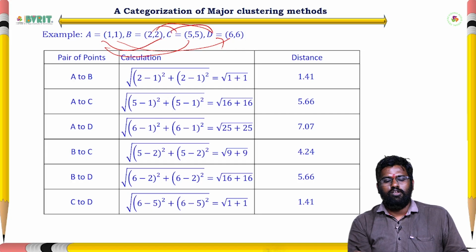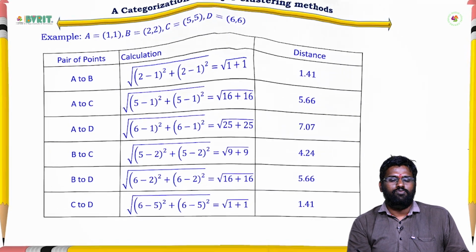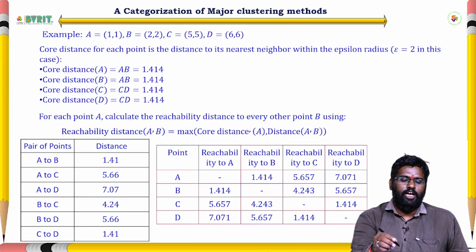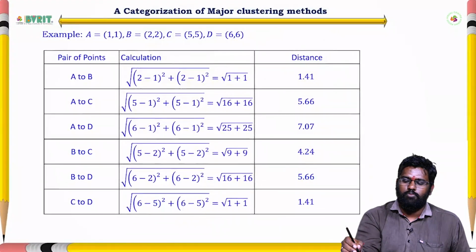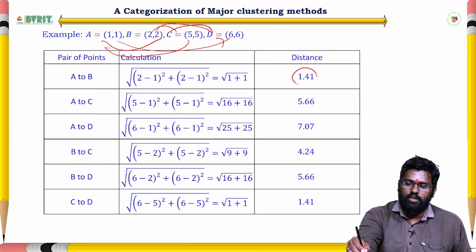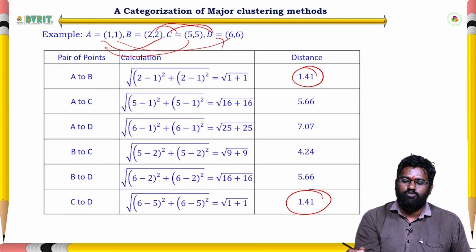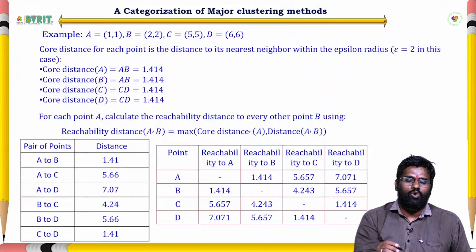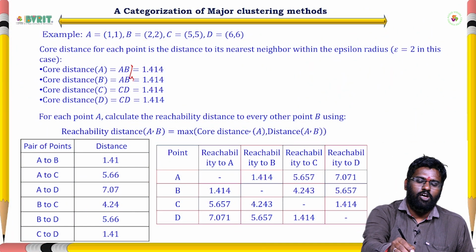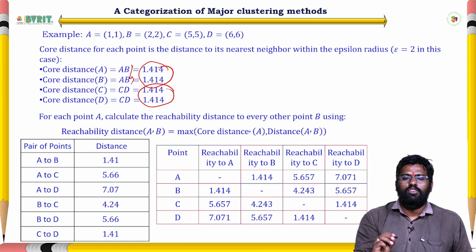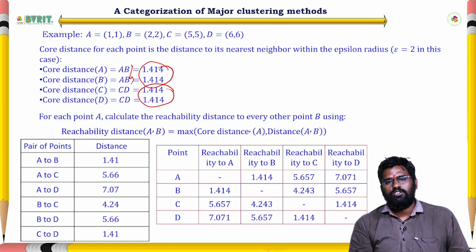Minimum distance values are A to B and C to D. So see here, A to B, that value is what we are taking as the minimum value. A to B is 1.41 and C to D is 1.41. So now we have written the core distance, meaning whether A to B or B to A, that value is 1.414, and C to D or D to C, that value is 1.414. That is the core distance values.